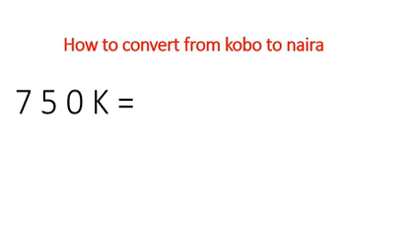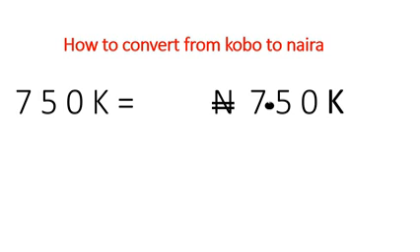Let's look at the third problem we have, which is 750 Kobo. We are converting to Naira. What are we going to do first? Remember, I'm going to write my Naira sign first. Then I'm going to write the 750. Then my decimal point, I'm going to move 2 steps. 1, 2. Then finally, my Kobo sign. So that's how to convert from Kobo to Naira.